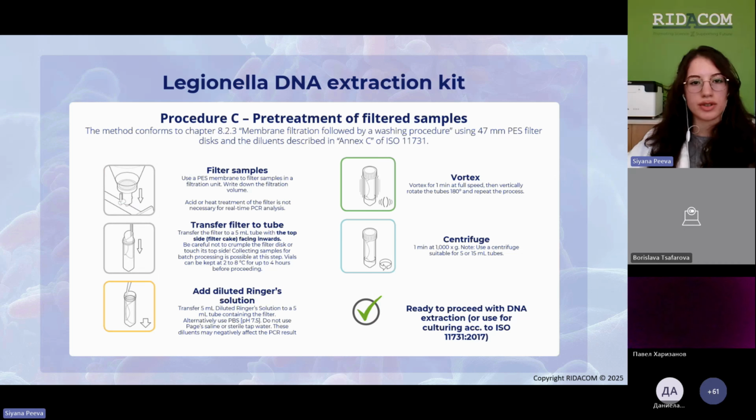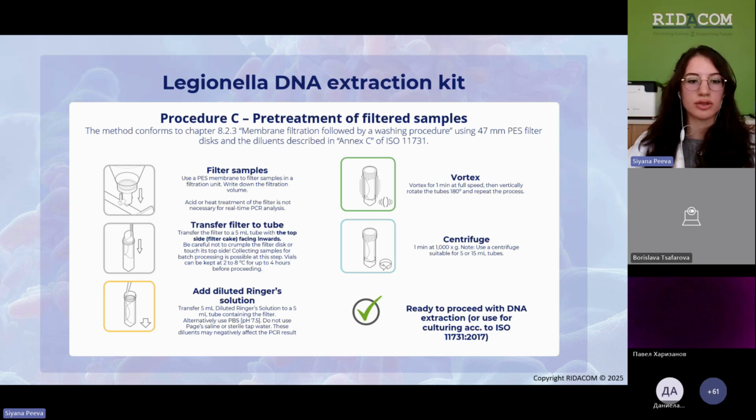Next is procedure C, where we can use the eluent for inoculating nutrient media and also for the qPCR procedure. Here we again filter the samples and transfer the filter to a tube, but here we add a diluted Ringer solution, which is one of the diluents specified and compliant to the ISO 11731 for the culture methods. In this ISO, there are also other diluents specified, but here we can use Ringer solution or PBS.